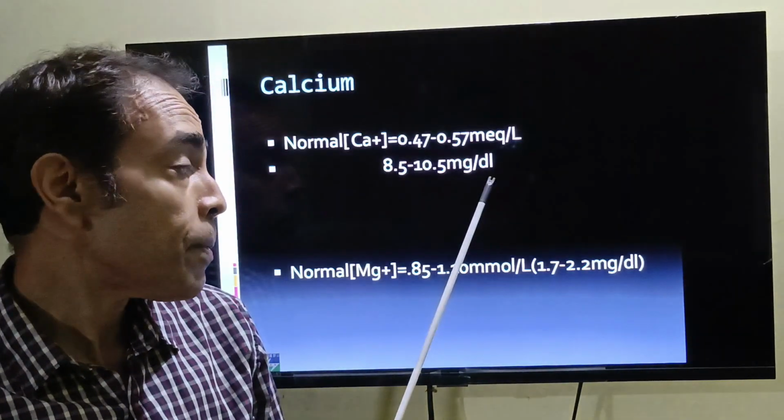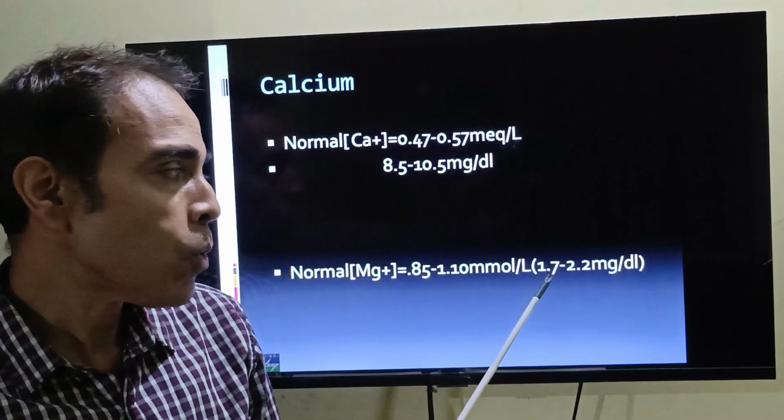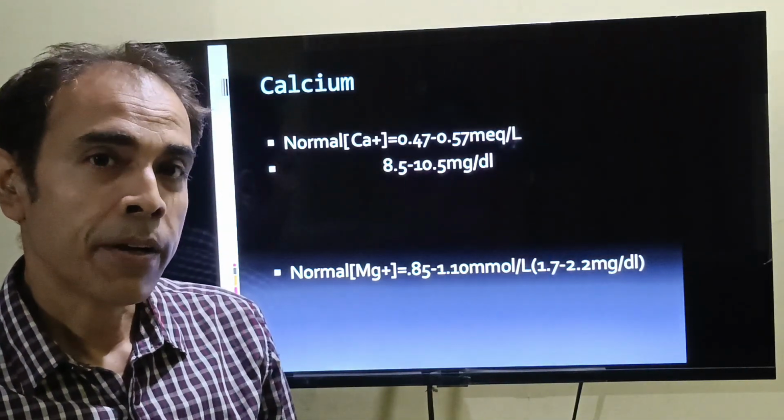8.5 to 10.5 milligrams per deciliter. What is the normal magnesium level in blood? It is 1.7 to 2.2 milligrams per liter.